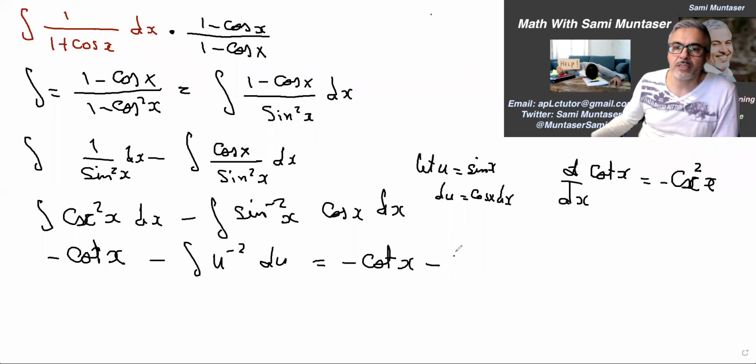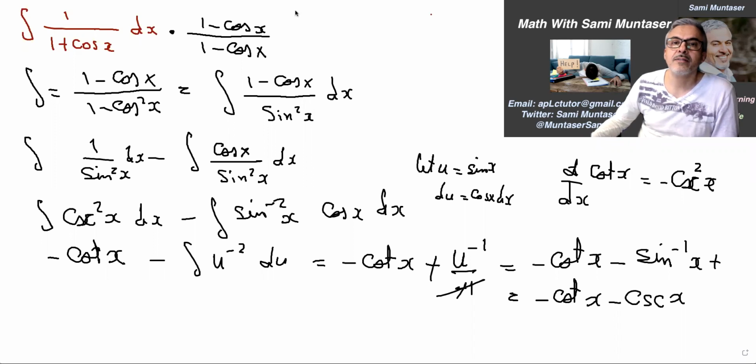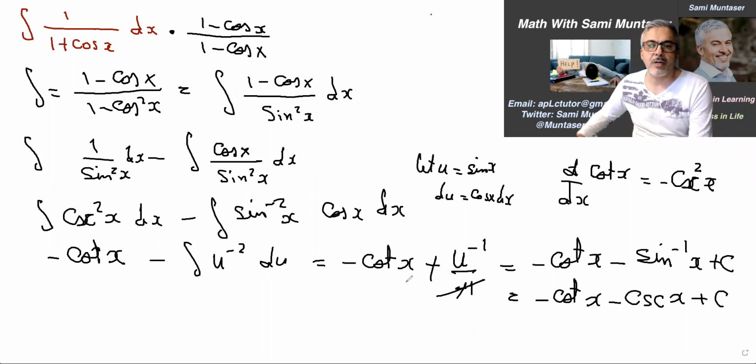The integration of u to the negative 2 is just going to be u to the negative 1, and you have to divide by the exponent negative 1, which makes this a plus right here. So that equals negative cotangent x, and u is sine x, so that becomes sine to the power of negative 1 x. Sine to the negative 1 is the same as 1 over sine x, so we can write that as cosecant x. Plus c. And that's it for that one.